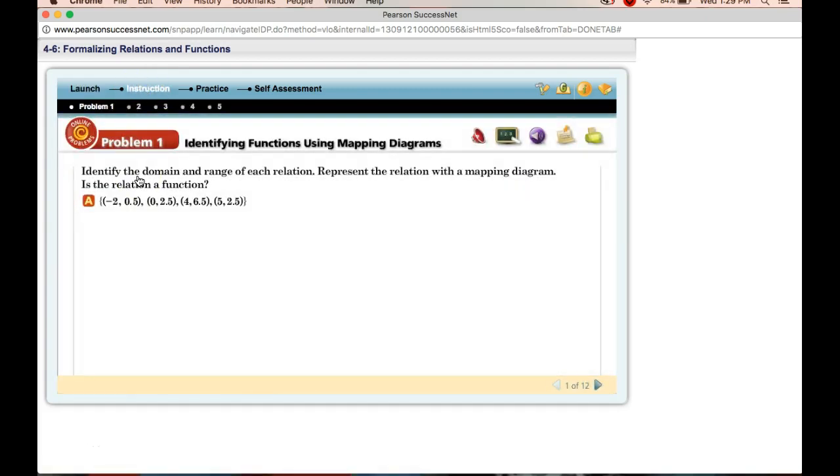In this problem, you will identify functions using mapping diagrams. Part A. Identify the domain and range of the relation. Represent the relation with a mapping diagram. Is the relation a function?